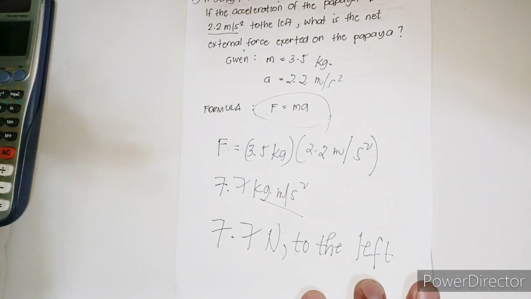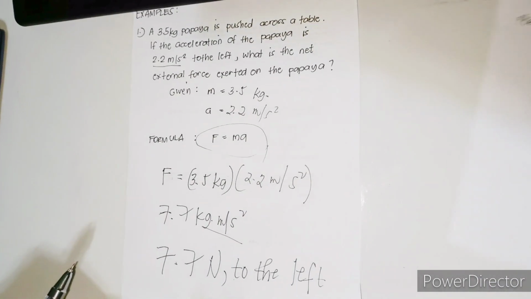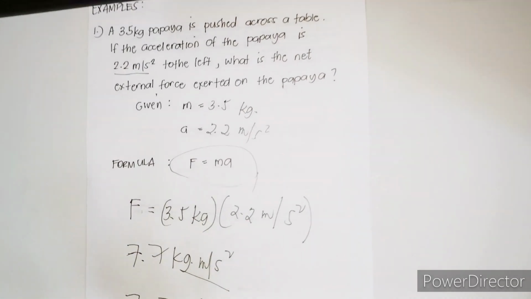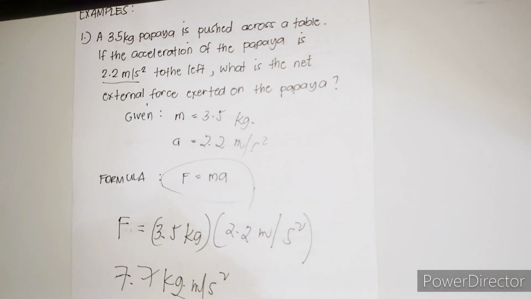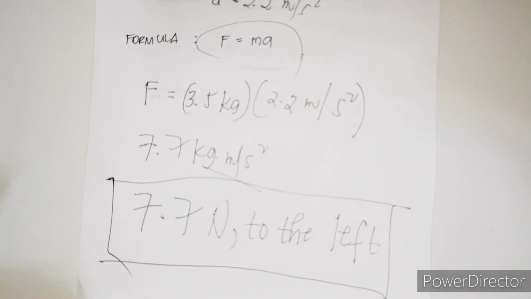To the left, to the right. Pangit ng tono. Hindi, iba yun. To the left, ganon. Iba yun pa. To the left, to the right. O, di ba, ganun yun. Kala ko hindi talaga sunod sa tono. So, 7.7 Newton to the left. Ayan, ulitin ko lang ha.